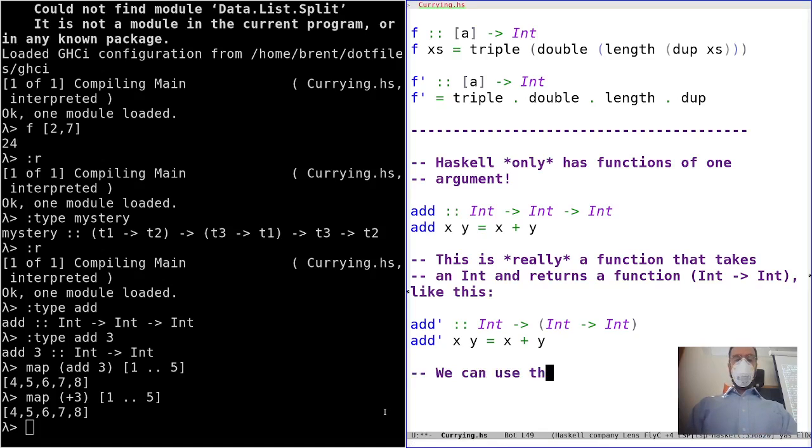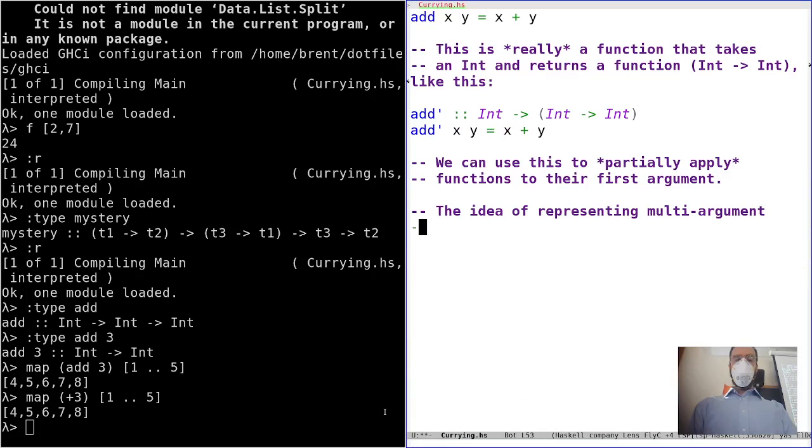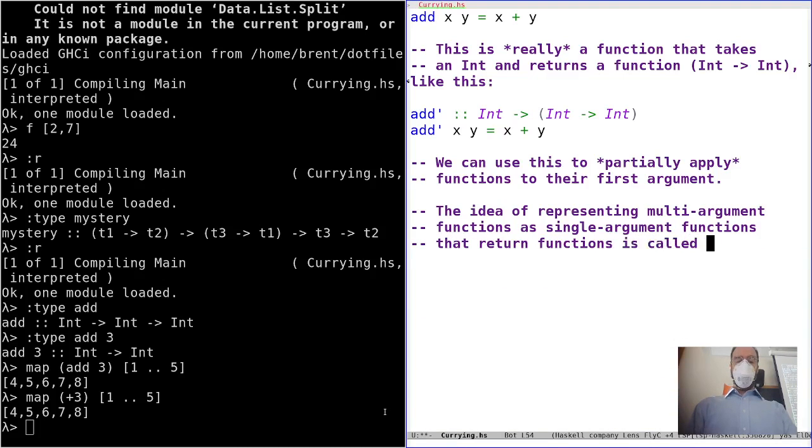So we can use this to partially apply functions to their arguments. If you have a function that takes 5 arguments, you could apply it to the first 2 and you'll get back a function that expects the other 3. So the idea of representing multi-argument functions as single argument functions that return functions is called currying.